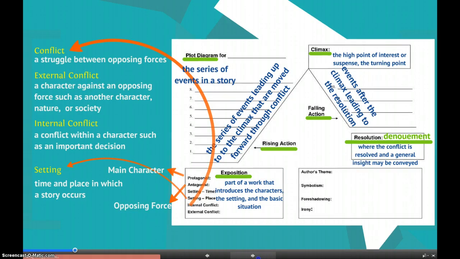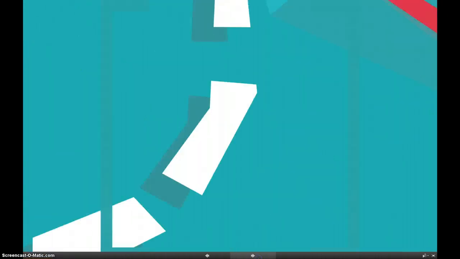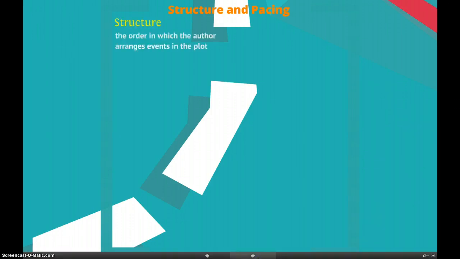So moving on from that, with a plot, we also have to have structure and pacing. Structure is going to be the order in which the author arranges the events in the plot. So you have your plot diagram like we just went over, but an author doesn't have to just go through the plot events in order. They can switch it up a little bit.